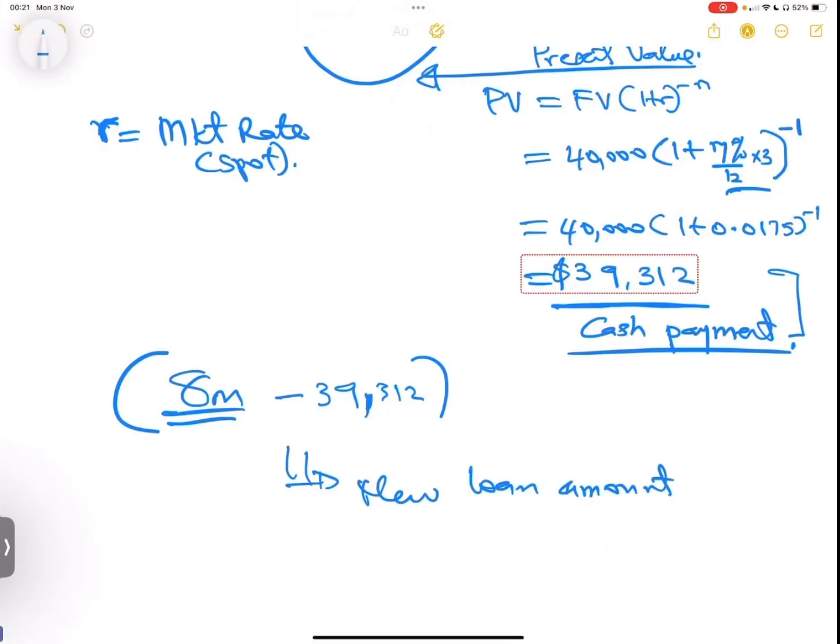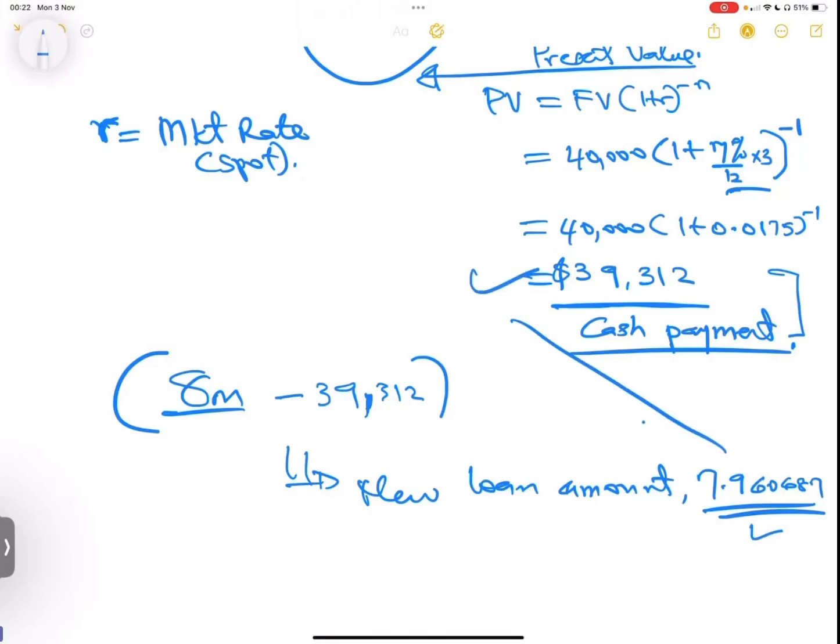And what would that come to? It's minus 8 million. So that means the company can as well just collect 7.960687 instead of collecting the whole of 8 million. Because with this, if they collect this one and they collect this one, both of them will give you the 8 million that they need.